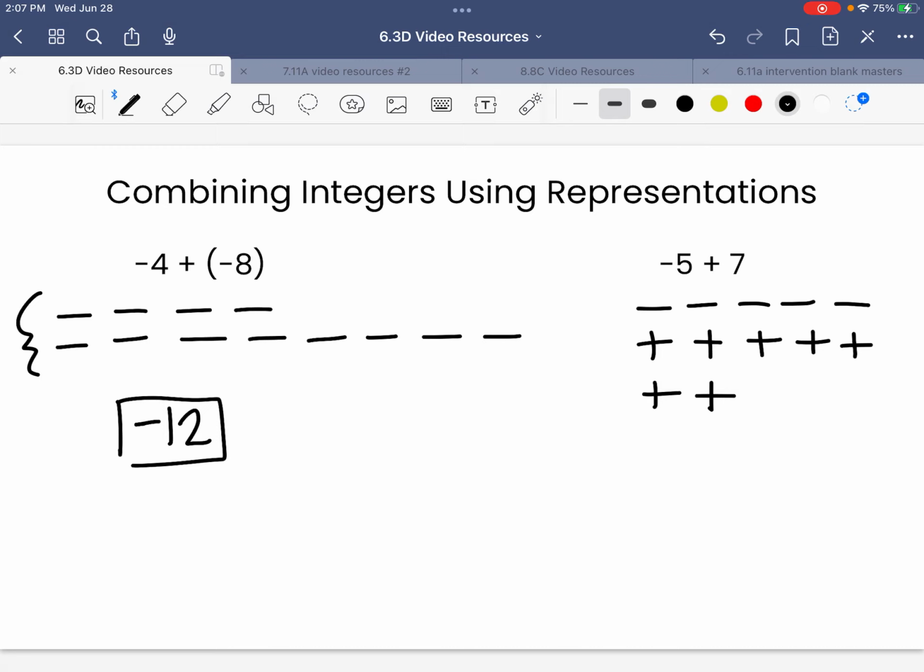Now this problem looks a little different than the previous one because now I have positives and negatives, which, think back, are very similar to yellow and red counters. And I know a negative and a positive create a zero pair.